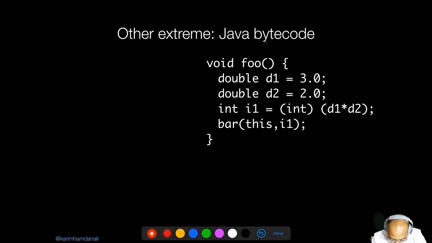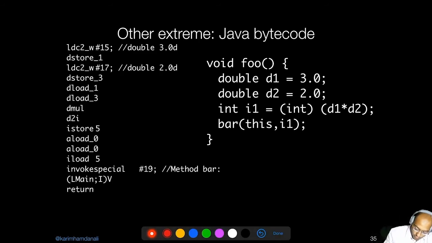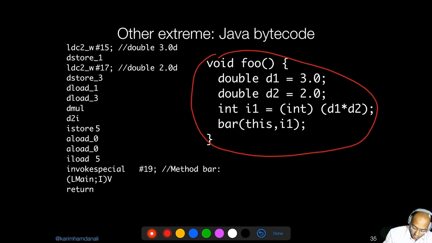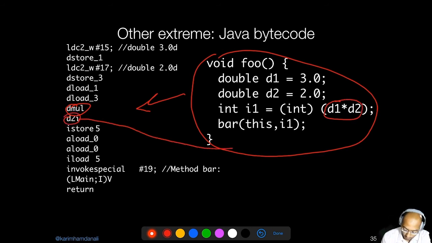So for example, if this is the code that we're looking at, this is going to be the bytecode that corresponds to it. Here you're going to see things like a dstore, storing something into a double, and dload, loading a double value, and then a dmul, multiplying these two values together, right? And then D2I means a double to int, so you are typecasting or downcasting a double value into an integer value.